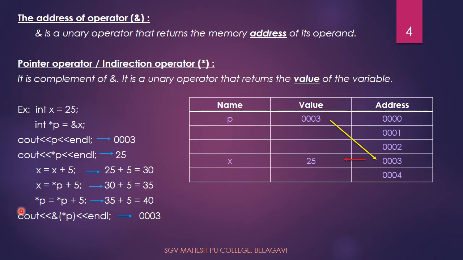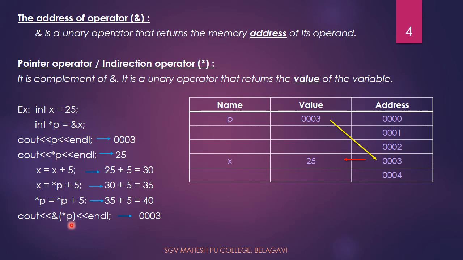In the next expression, star p equals star p plus 5. So what is star p? The recent value, which is 35. So again 35 plus 5, now it's 40. So the earlier value of x was overridden by 30, in the second statement it is overridden by 35, and in the last statement it is overridden by 40.